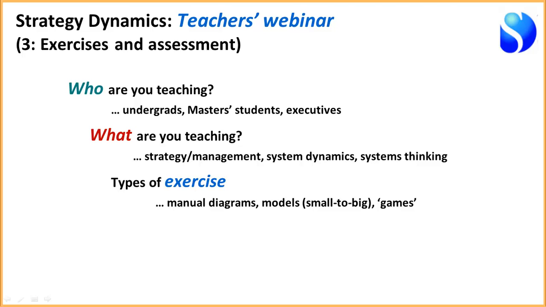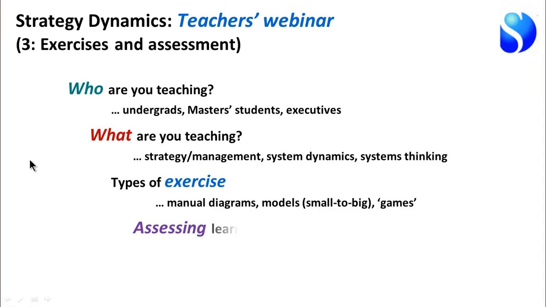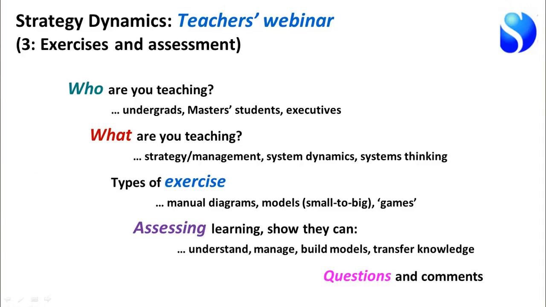So we'll end with saying something about assessing people's learning, and what you're after when you're assessing people's learning is for them to show that they can understand the dynamics of a situation, that they can use that understanding to manage the situation better. If appropriate, that they can build models. If you're trying to teach people modelling, obviously you need them to show you that they can build models.